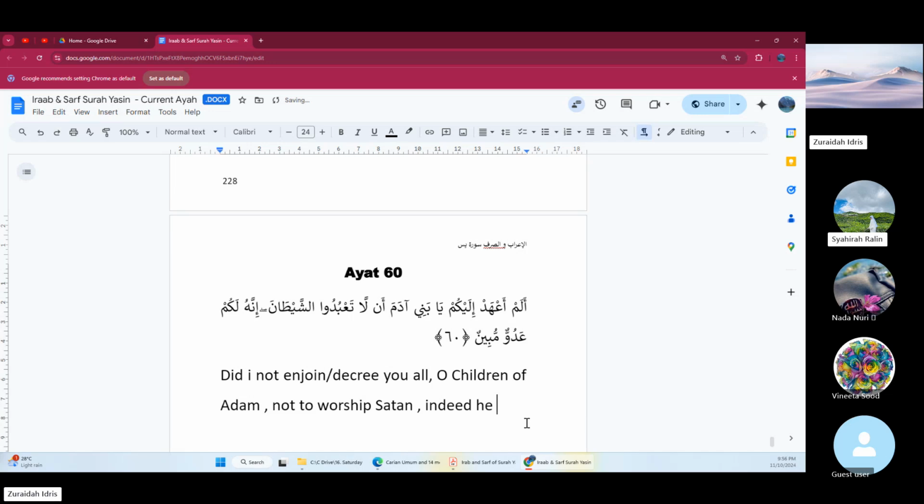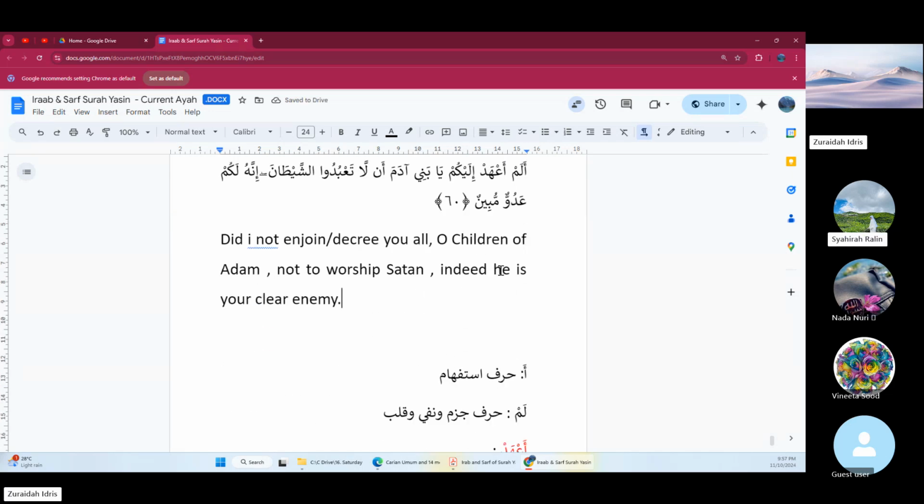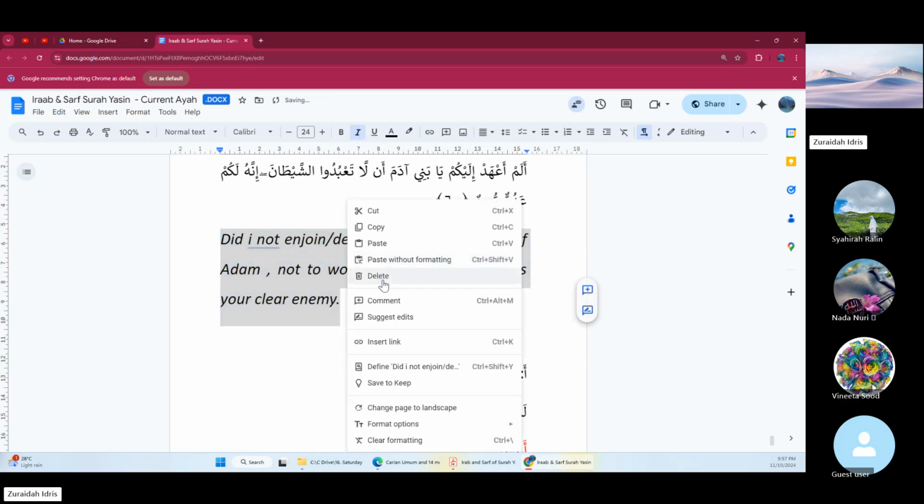Indeed. He is, there's emphasis here. So how do we say indeed? And then you have lakum aduwwum mubin. Inna lakum. The lam muzahlaqah. How do we show the emphasis because of the lam muzahlaqah? Indeed, he is. Indeed, for you, he is your clear enemy. I think it's okay. We don't have to put indeed he is truly your clear enemy if you want to do that. You can also do that, but maybe it's okay. Just truly is nice.